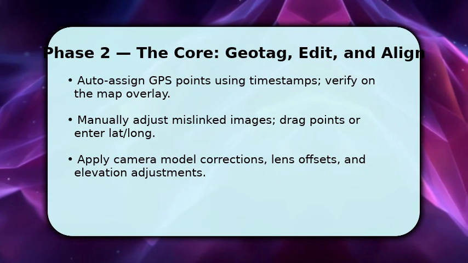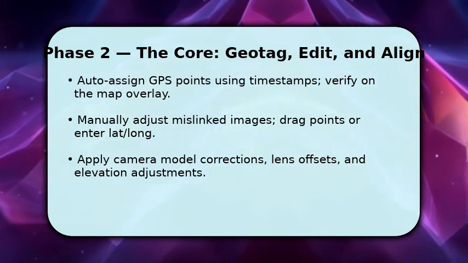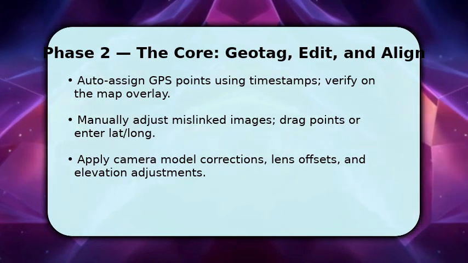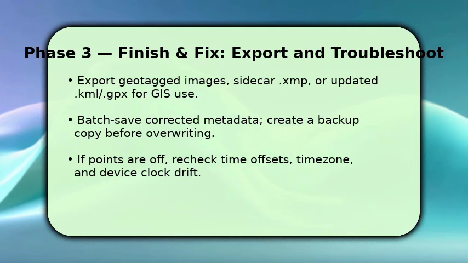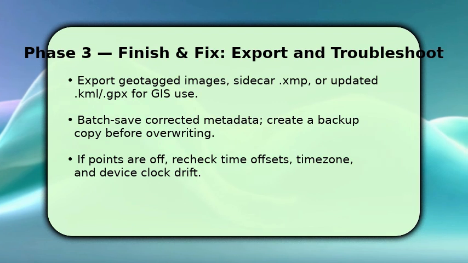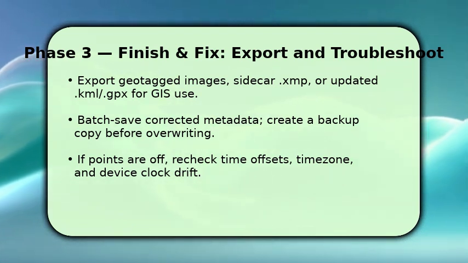Choose your export. Write geotags into image files, save sidecar XMP or export an updated KML/GPX for GIS systems. Make a backup before overriding originals. When saving, batch write metadata to maintain consistency across files and confirm export settings such as coordinate datum.